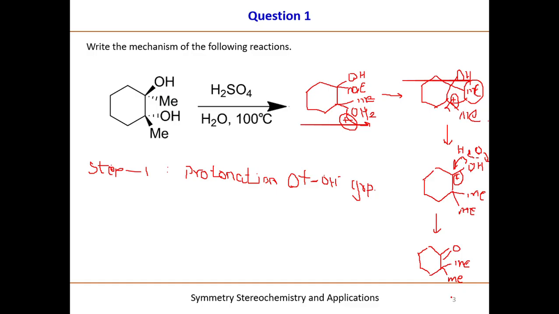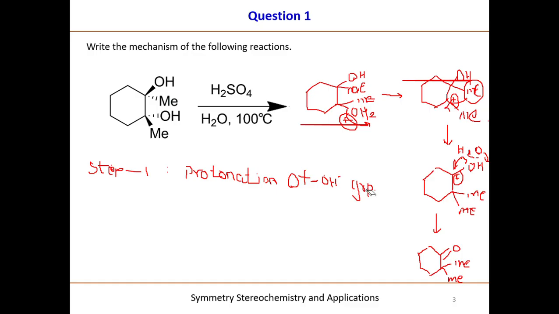Is there any other possibility for the reaction? Anyone? Is there any other possibility? This is the first product. Now we will talk about the second product formation in the same reaction. How can we decide which product is the major one and which is the minor one? We will discuss that also.